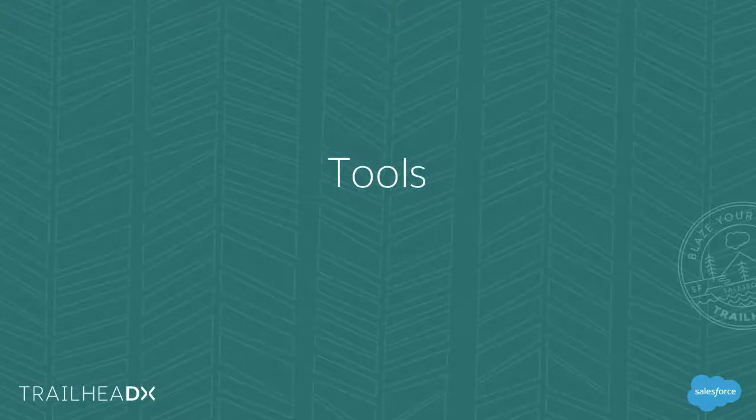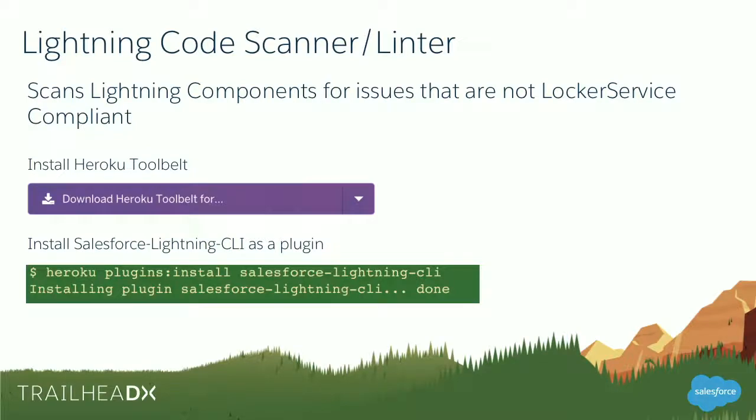Another key part here, as I mentioned, is what tools can I use to help me understand which of my components today are going to be Locker service compliant and which ones are not. We provide a code scanner or linter tool, right? This linter tool will scan through your components and bring you back all the potential Locker service risks that you have. It runs as part of the Heroku toolbelt.